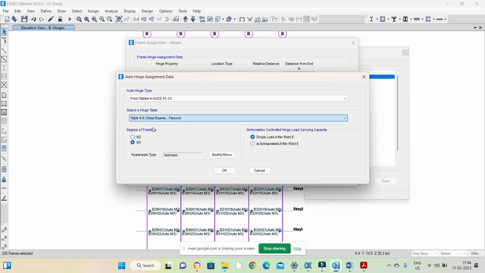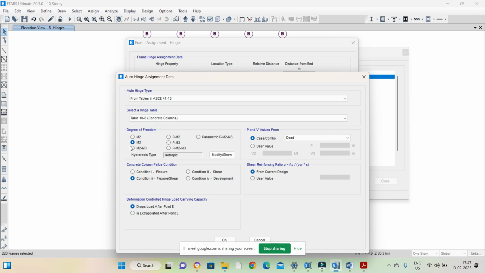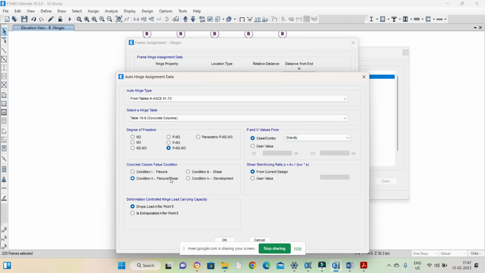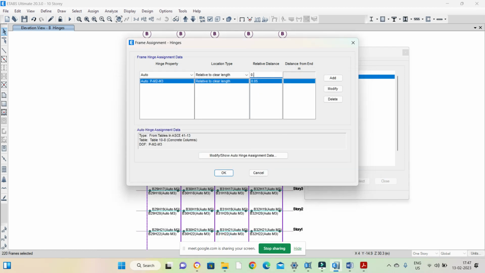Here you will go to concrete column, and here you see you have different options. The meaning of this P-M2-M3 is PM interaction curve. Basically P-M2 is in one direction and P-M3 is in another direction, so it is basically P-M2-M3 interaction in case of column. And here again the gravity load case we have defined, and flexure and shear we want to consider from current design, and drop load after point E. Similarly at 95%.